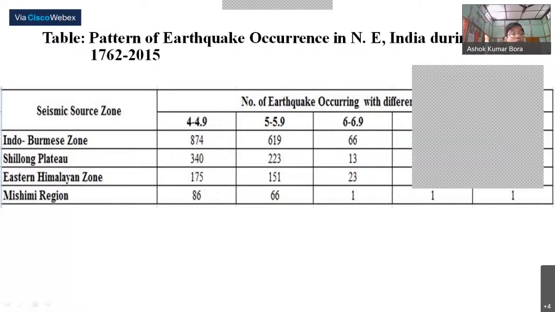So from this point of view, the Indo-Burmese zone has data from 1762 to 2015, a very long database. In this very long database, a good trend has been observed that this region is a highly seismic region. Next to it is the tectonically important Eastern Himalayan zone. And the last one, the Mishmi region, has the least intensity of tectonism, leading to less occurrence of earthquakes here.